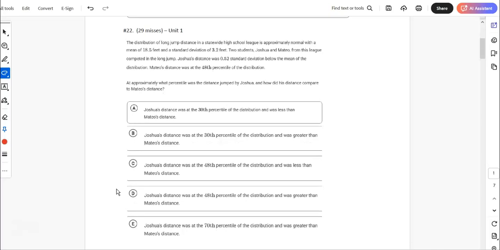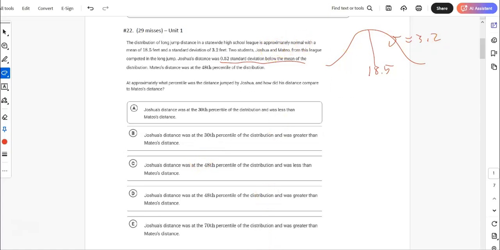Okay, a lot of folks missed this one too. This is number 22. So the distribution of long jump distances is approximately normal with a mean of 18.5, standard deviation of 3.2. Two students competed. Josh's was 0.52 standard deviations below the mean. So let's find that. So what's 0.52 standard deviation?